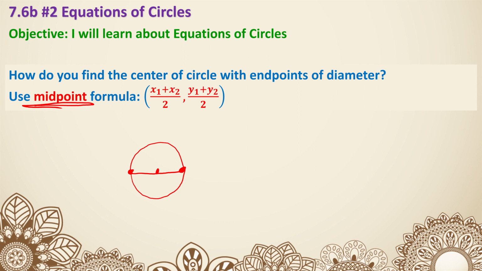We add the x-coordinates divided by 2 and the y-coordinates divided by 2, or in other words, we'll just average the x-coordinates and the y-coordinates.